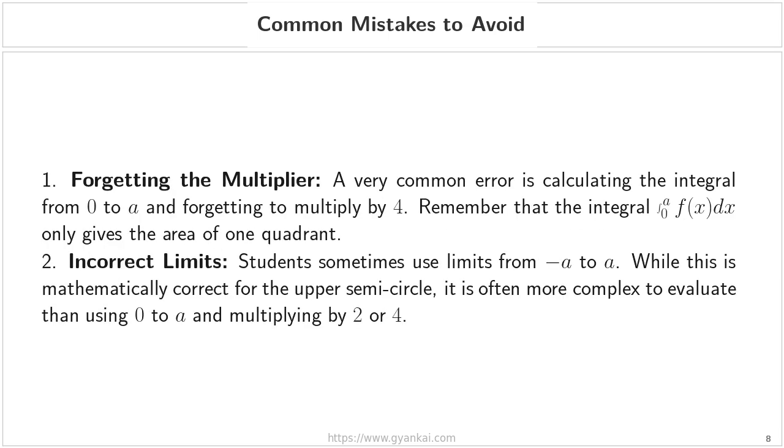Second, watch your limits of integration. Some students prefer to integrate from negative a to positive a. While this is mathematically valid for finding the area of a semicircle, it often leads to much more complex calculations. As we've seen in the previous slides, it is much more efficient and less prone to error to use the limits from 0 to a and then use symmetry to scale the result.